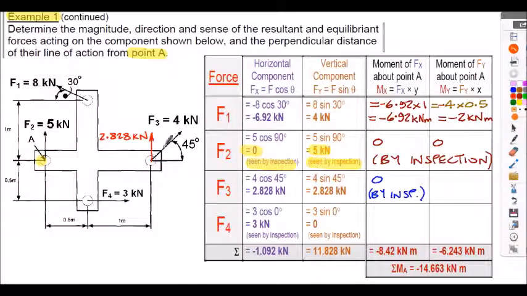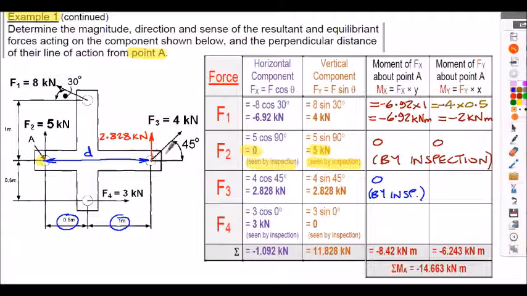If we now consider the vertical component for F3, it's 2.828 kilonewtons. Then its perpendicular distance from point A, shown here in terms of D, and from our geometry given in the question, that will be 1.5 meters.